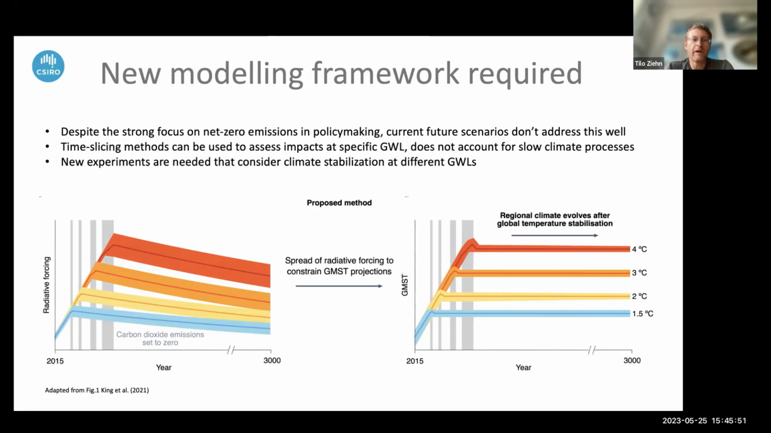So we really need a new set of experiments where, for example, carbon dioxide emissions are set to 0. And we also need the models to simulate the same target temperature. So instead of prescribing the same radiative forcing for each model, which would then result in a range of temperature responses due to model differences, as you can see in the schematic on the left, we really need to make adjustments for each model individually.